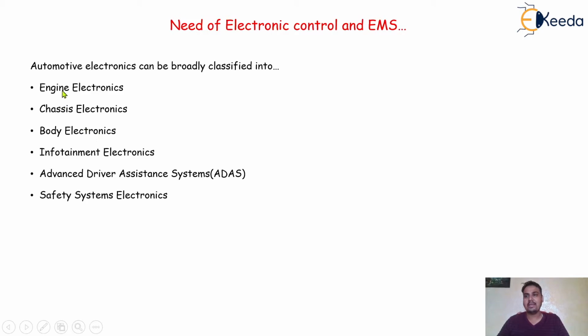Automotive electronics can be broadly classified into: first, engine electronics; second, chassis electronics; third, body electronics; fourth, infotainment electronics; fifth, the advanced driver assistance system, that is ADAS; and sixth, safety systems electronics. So automotive electronics nowadays are classified on these six points.